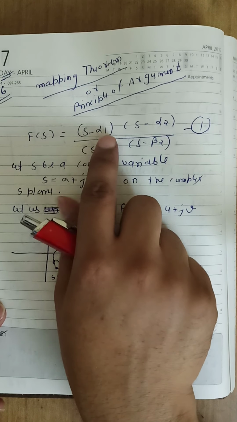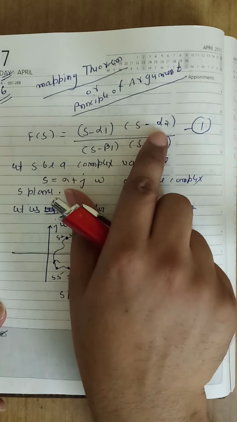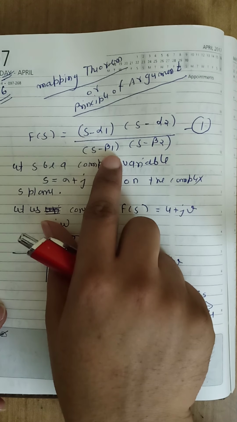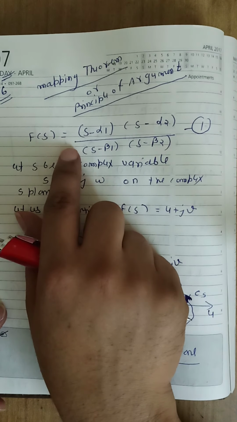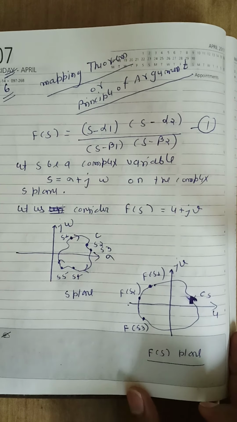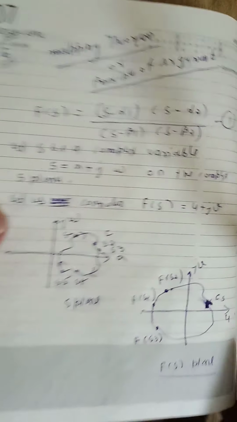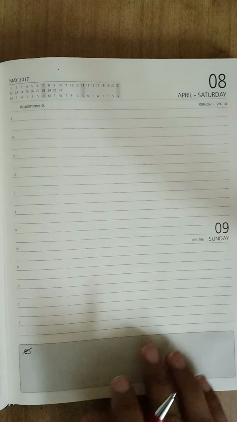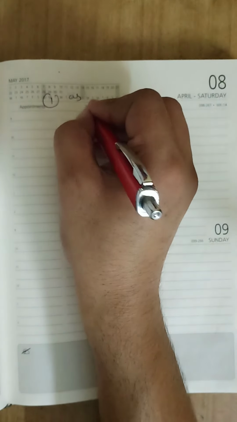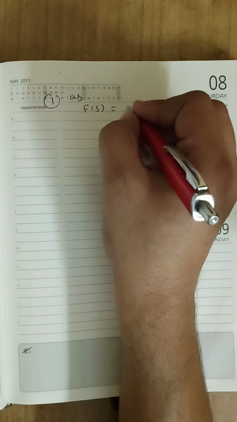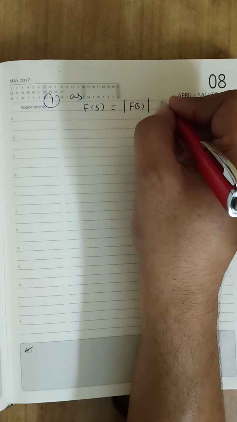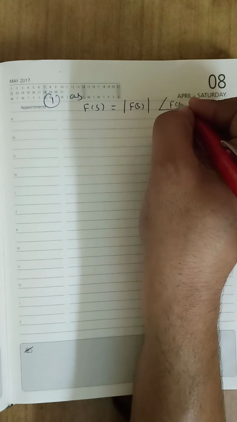So where alpha 1 and alpha 2 are the zeros of F(s), and beta 1, beta 2 are the poles of F(s). We can write the equation first as F(s) equal to magnitude of F(s), phase angle of F(s).